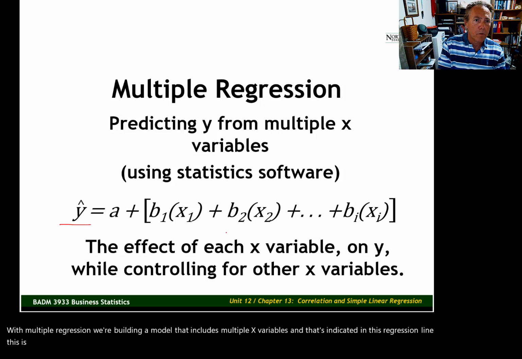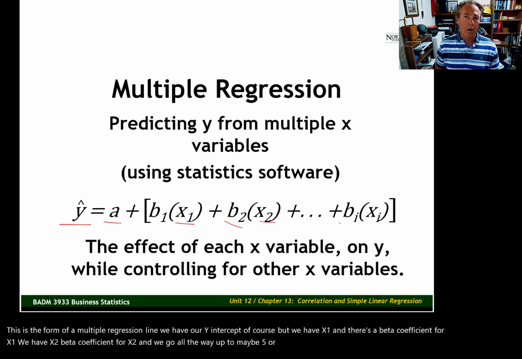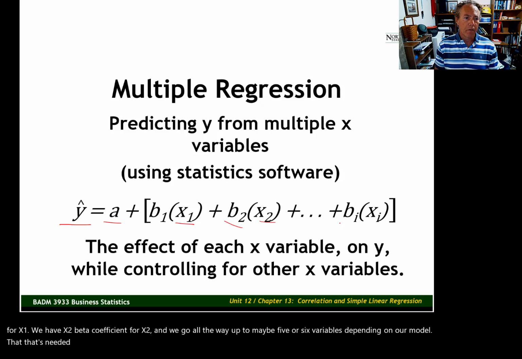This is the form of a multiple regression line. We have our y-intercept, of course, but we have x1, and there's a beta coefficient for x1. We have x2, beta coefficient for x2, and we go all the way out to maybe 5 or 6 variables, depending on our model, that's needed to explain the y variable.